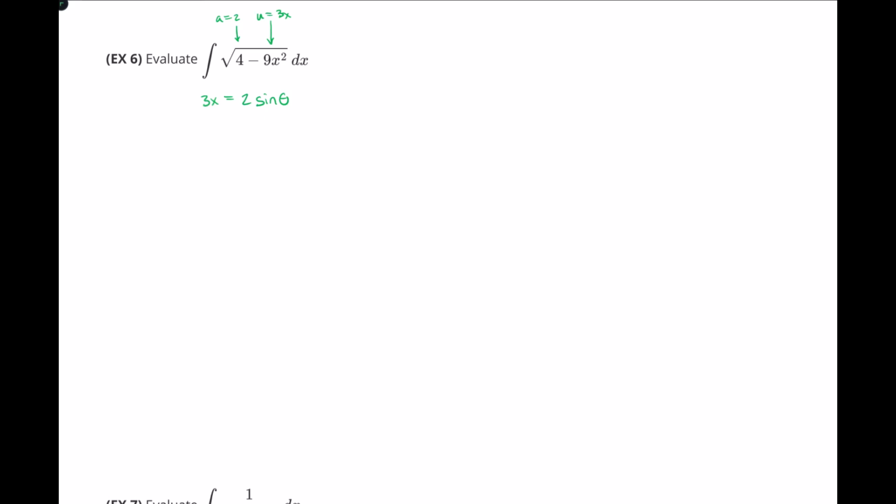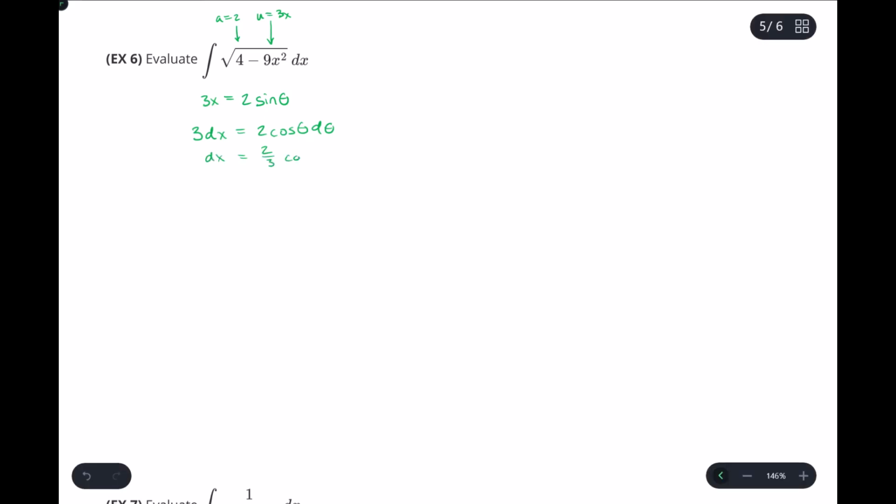Now, that can show me that the derivative, I can take the derivative of both sides, so 3 dx equals 2 cosine theta d theta, or dx would be exactly 2/3 cosine theta d theta. All right, so that's my first step in the process, which is to pick a substitution. The second step is to implement that substitution. And so that's where this right triangle comes into play.